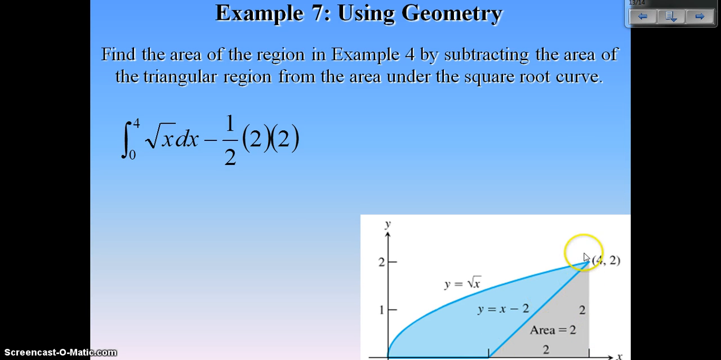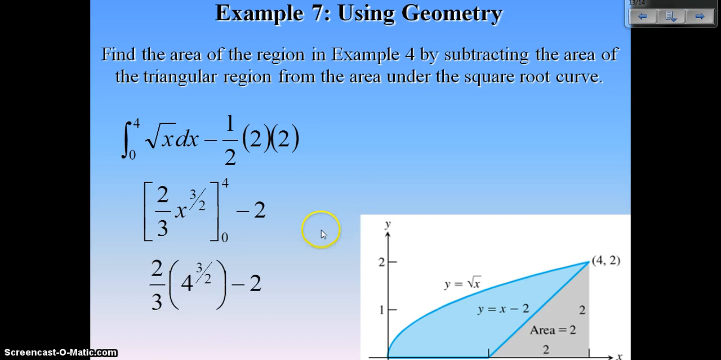Well, we all remember area of a triangle is 1/2 base times height. The base goes from 2 to 4, so that's 2. The height goes from 0 to 2, that's 2. Antiderivative of radical x is 2/3 x to the 3/2. So from 0 to 4. 1/2 of 2 times 2 is just 2. Plug in your 4. The 0 does nothing.